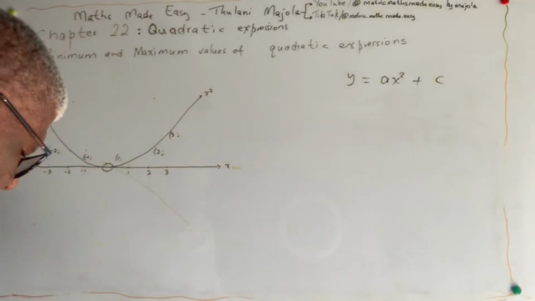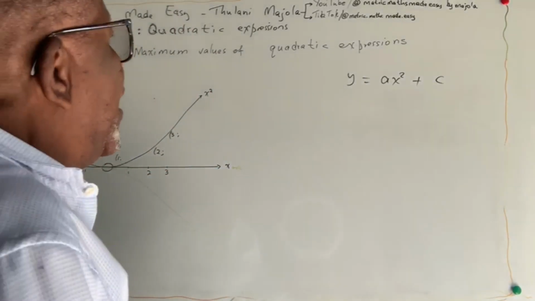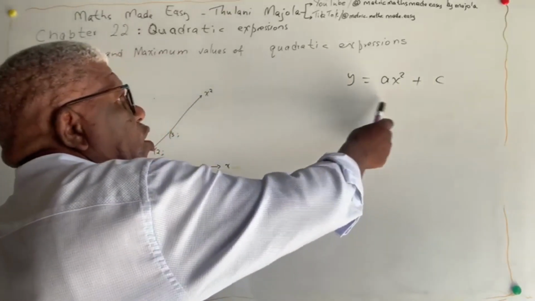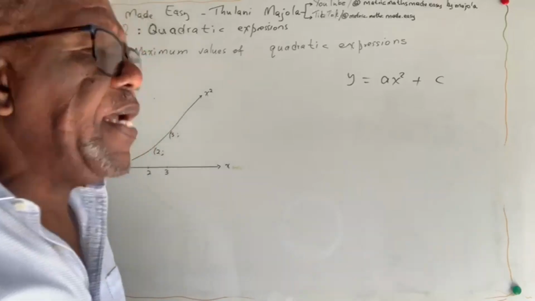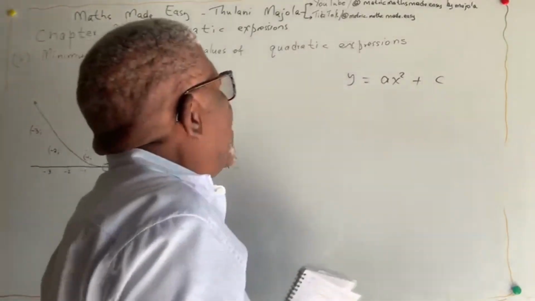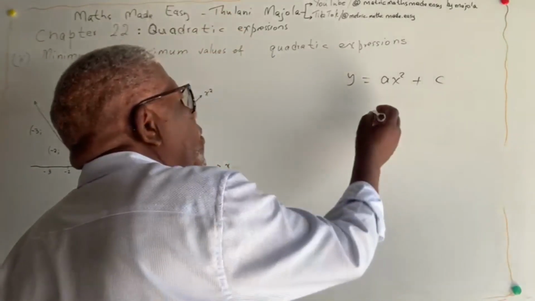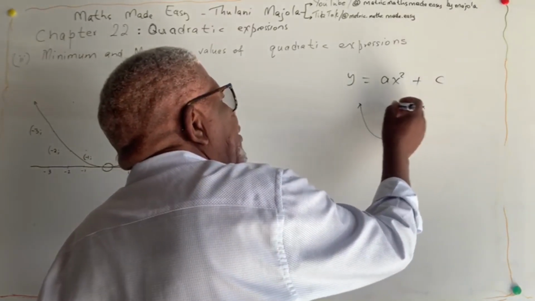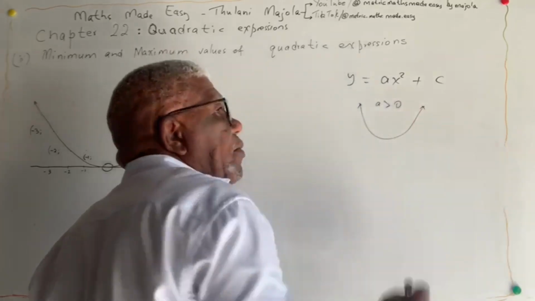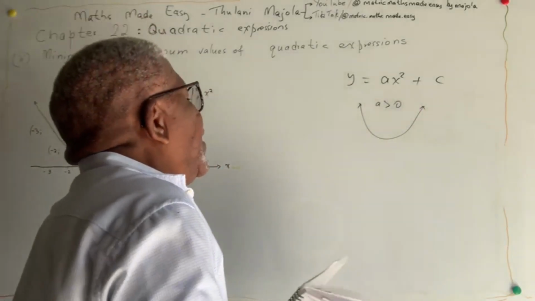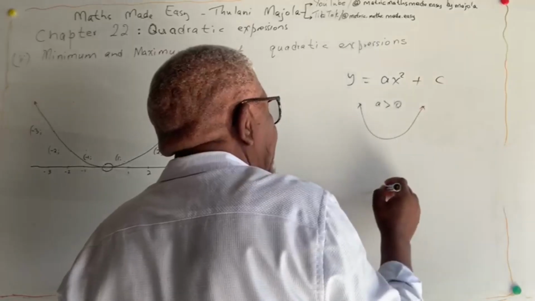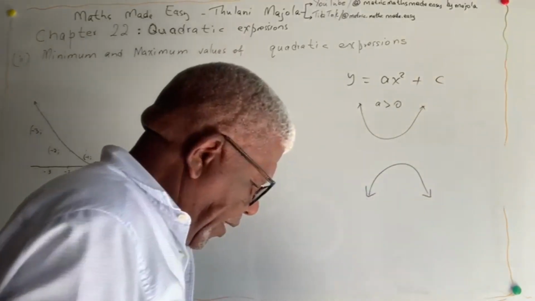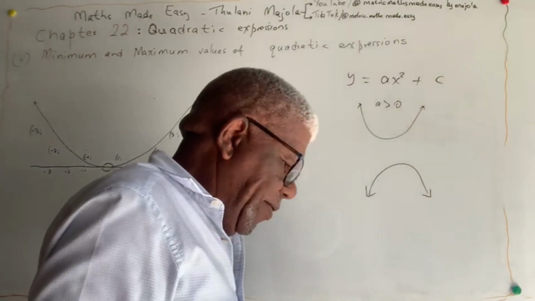So we learned that for f of x or y equals ax squared plus c, your c is your y-intercept, while if a is positive, your graph actually smiles at you. A is greater than 0. When a is positive, your graph is smiling, and when a is less than 0, then your graph is sad.